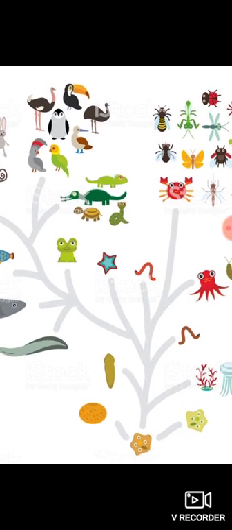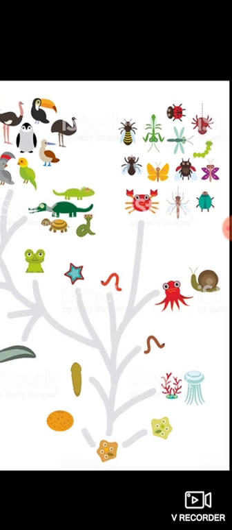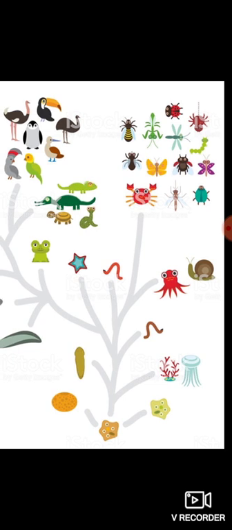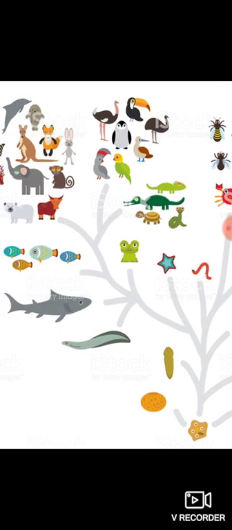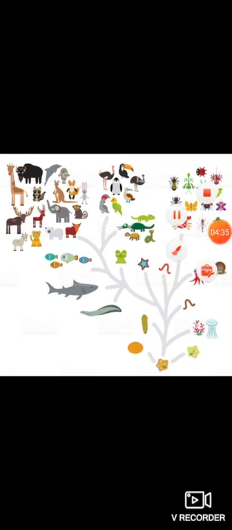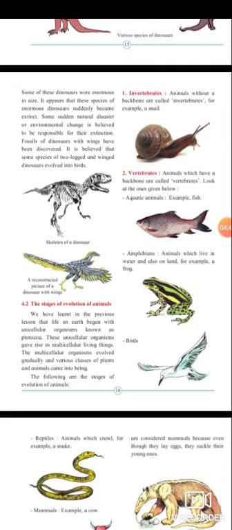This is a protozoa, likewise an earthworm, and then an octopus. This is a species, and birds and animals. So this is an example of the evolution of animals. So go to the lesson. You may see the evolution of the animals.